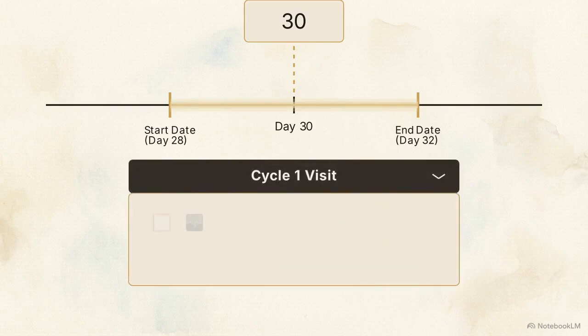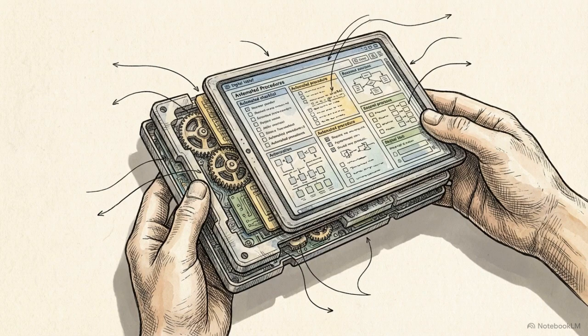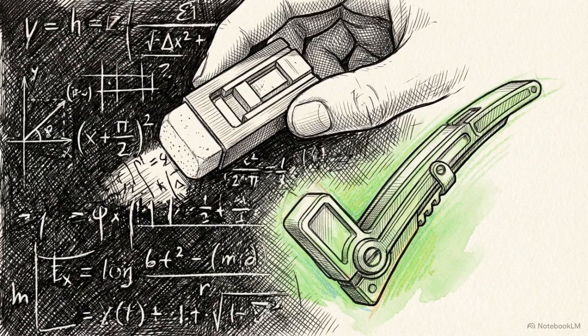Every specific required procedure, like an ECG or a tumor assessment, is mapped directly to its corresponding visit name. This mapping acts as a digital checklist for source data verification, the process where monitors check original medical records against the trial database to ensure accuracy. Automating these window calculations removes the primary vector for human error. A protocol deviation is never triggered by a simple math mistake.